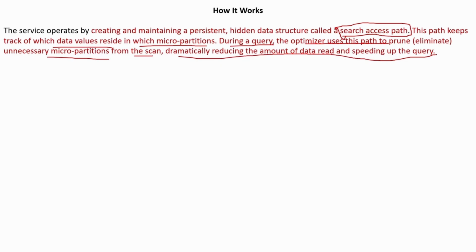It creates a data structure known as the search access path, and it keeps track of all the data residing within the micro partitions. Whenever you run a query, the optimizer uses this path to eliminate all the unnecessary micro partitions from the scan within seconds.